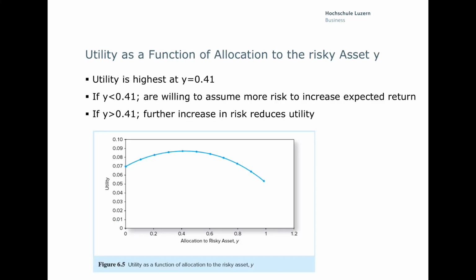Utility as a function of allocation to the risky asset Y. Continuing from the previous slide, this graph shows that utility is highest at y equals 0.41. When y is less than 0.41, investors are willing to assume more risk to increase expected return, but at higher levels of y, risk is higher, and additional allocations to the risky assets are undesirable beyond this point. Further increases in risk dominate the increase in expected return and reduce utility.